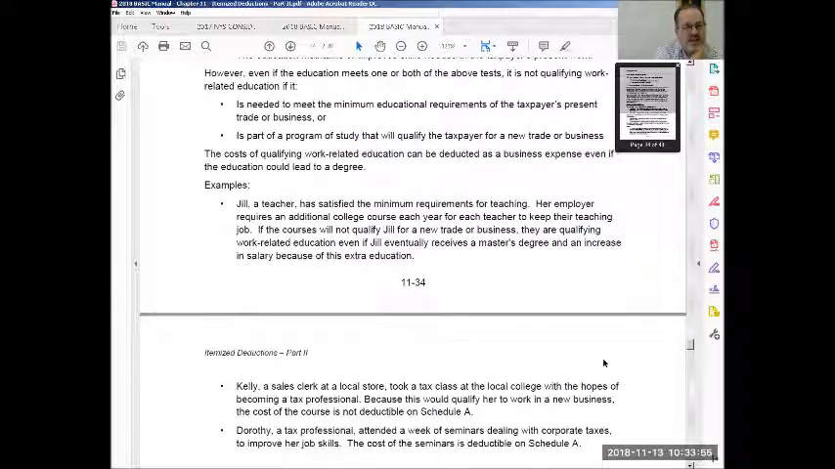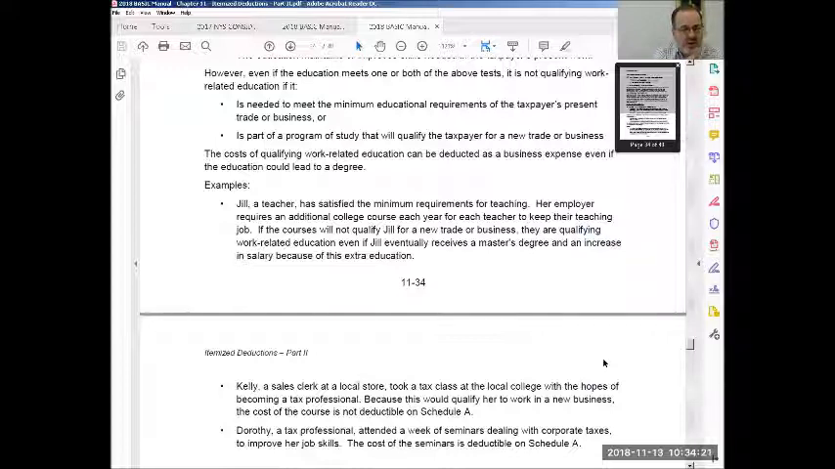Jill, a teacher, has satisfied the minimum requirements for teaching. Her employer requires an additional college course each year for the teacher to keep her teaching job. If the course will not qualify Jill for a new trade or business, they are qualifying work-related education, even if Jill eventually receives a master's degree and an increase in salary because of this extra education. Okay, does that make sense?